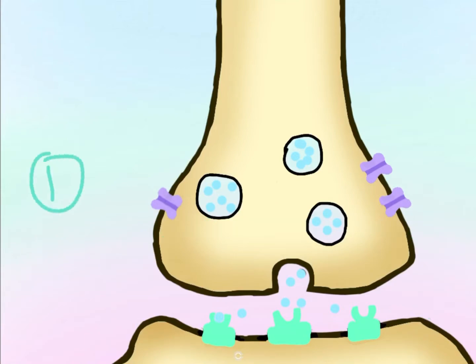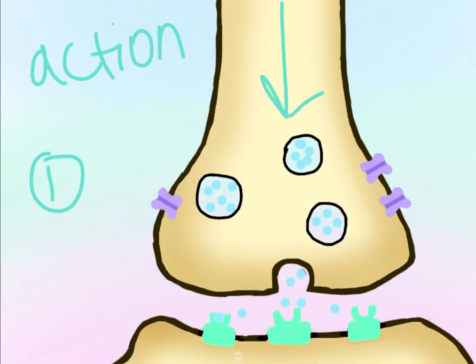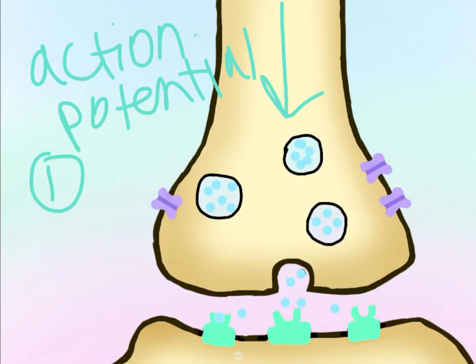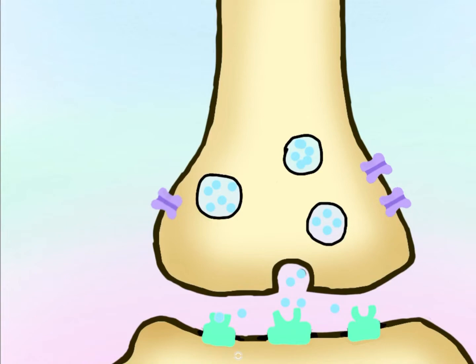So first step, an action potential arrives at the synaptic knob. The synaptic knob is this area here. This is an axon, and this is the ending of the axon. And this place, the synaptic knob, is where neurotransmitters are located. So the first step is the action potential is propagated across the axon, and it reaches the end of the axon at the axon terminal, at the synaptic knob.